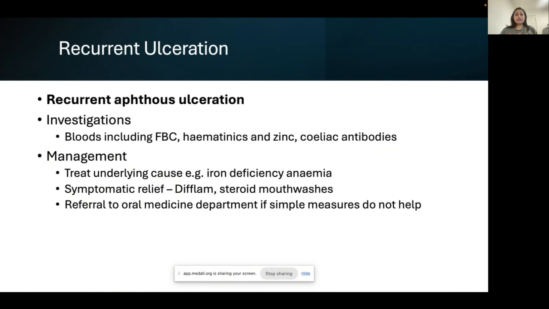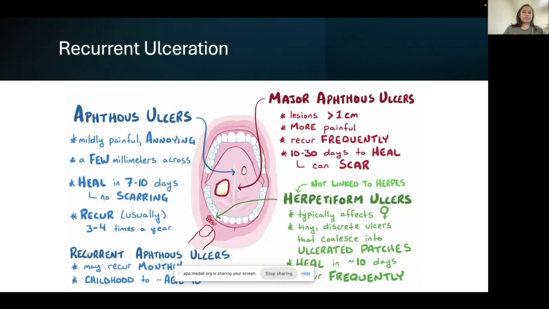If they're not responding to any of this and it's really impacting their quality of life, you can tell them to get rid of trigger factors. For example, some people are just very stressed, they sleep poorly, and things like that can cause it. You can refer to an oral medicine department. There are very few oral medicine departments, but they're really, really good at what they do, and they can prescribe stronger drugs that can help to prevent ulceration, but they can't be done by normal doctors or dentists. It needs to be done through a specialist.